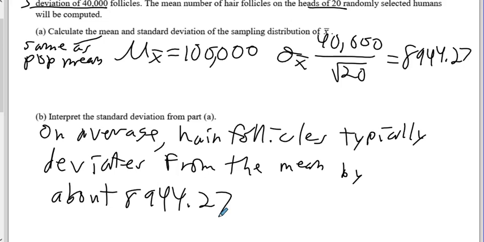On average, something typically deviates from the mean by about something. So really, this and that. That's the only fill in the blanks. Otherwise, on average, typically deviates from the mean by about. That's the statement.